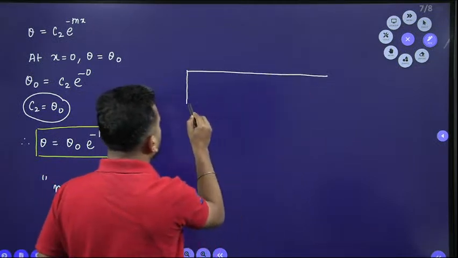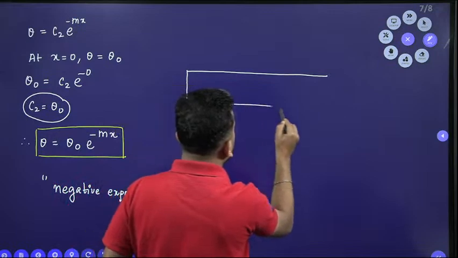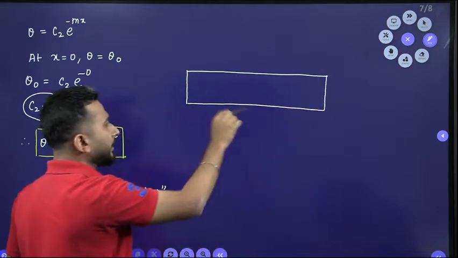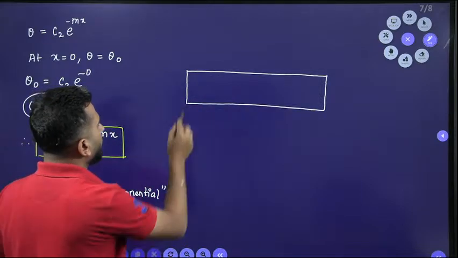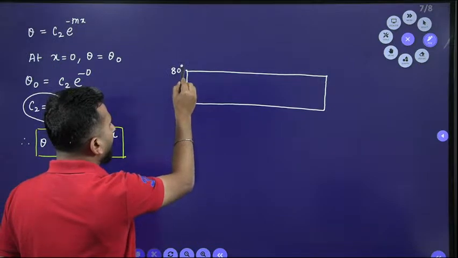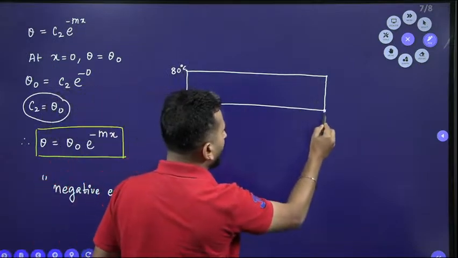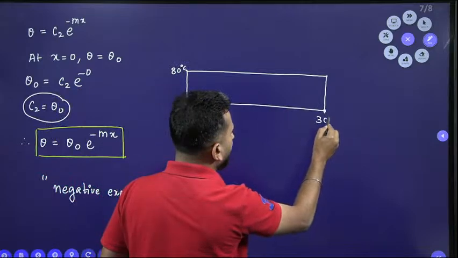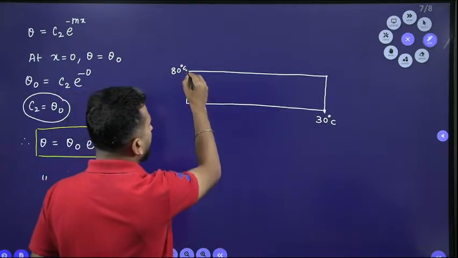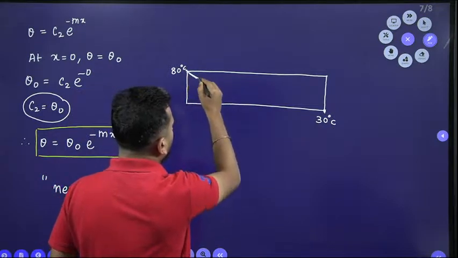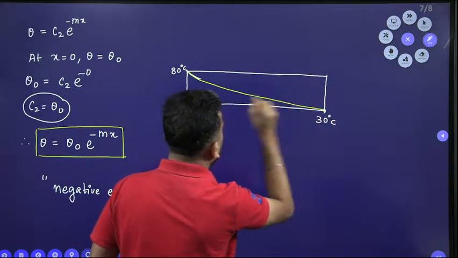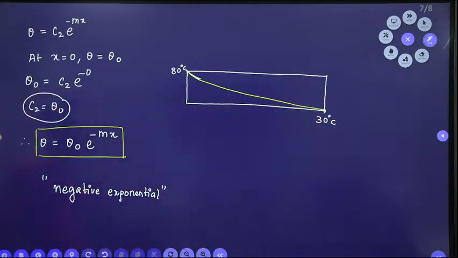This is the fin. I am only showing the cross sectional. So you know that here temperature is around 80 degrees centigrade, and here it is around some 30 degrees centigrade. You know temperature is decreasing, but how is it decreasing? It is decreasing negatively exponential. This is the meaning of this derivation.